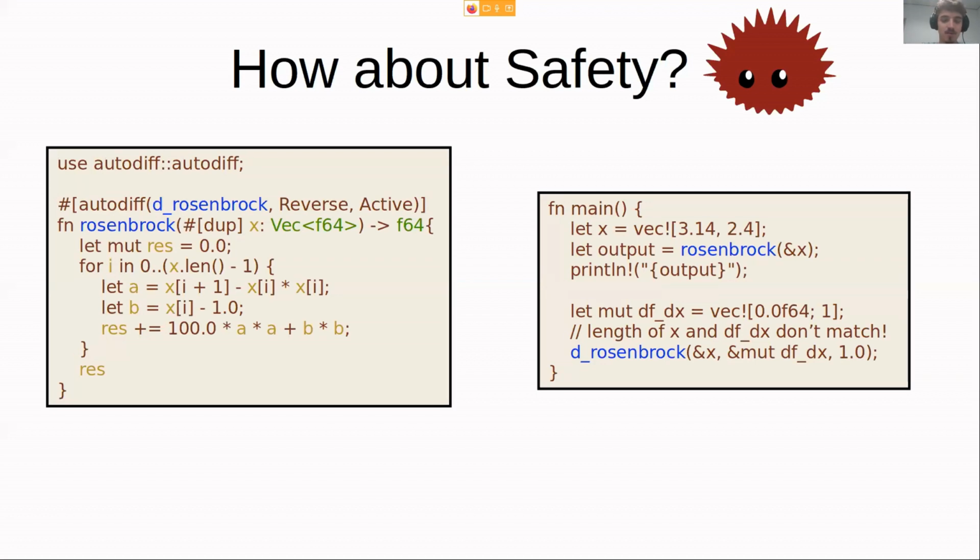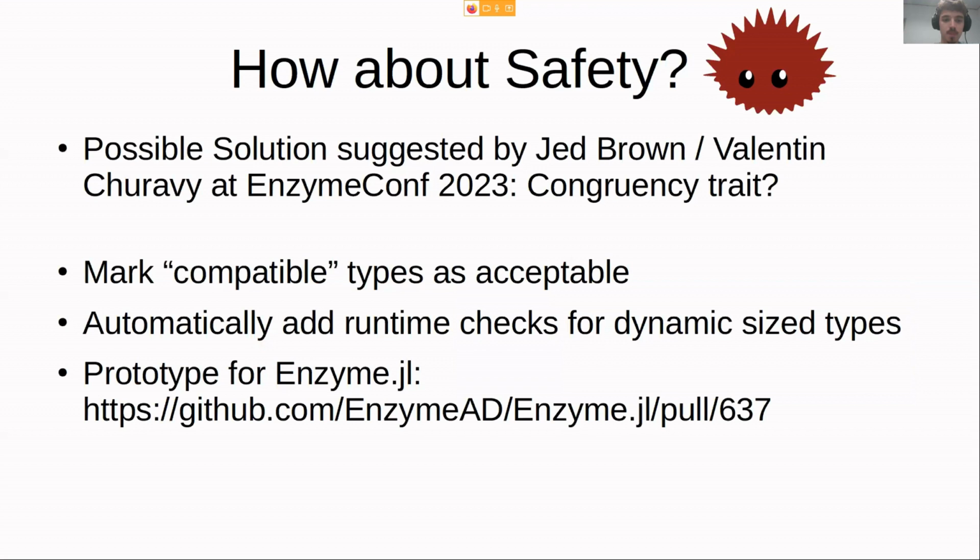So the official solution for Rust would then be to mark all of the functions which we generate as unsafe, or d_Rosenbrock, at least in the case that we find dynamically sized types in your function signature. But we obviously don't want to build a whole Rust scientific computing ecosystem based on unsafe functions, giving up on some of the compiler checks. So we brought this topic up at an earlier conference directly related to Enzyme. And one of the recommendations, which we got from Jed Brown, who's going to talk later, and Valentin Churavy, was a congruency trait. So we could mark types as compatible.